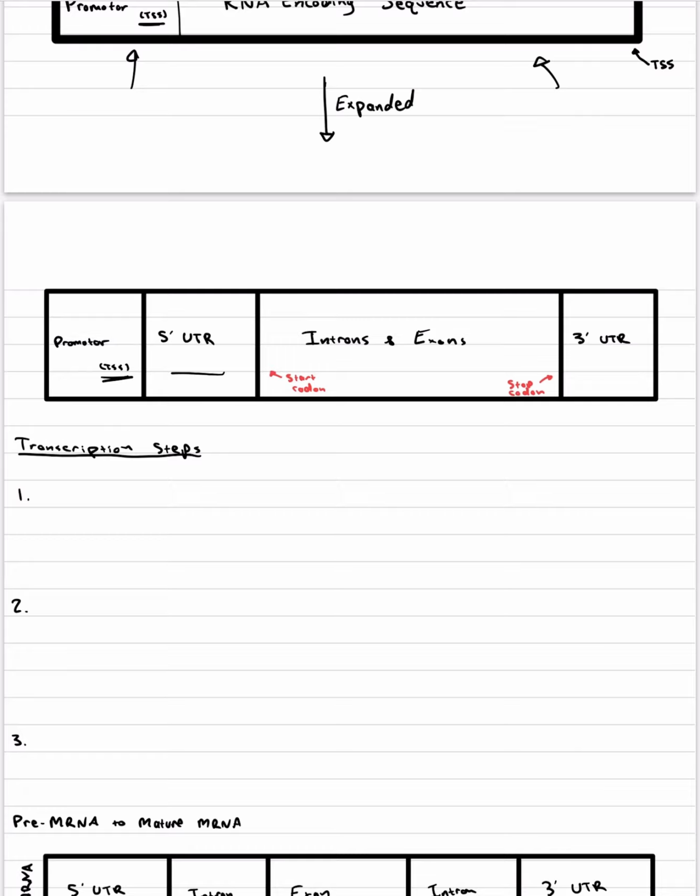Then we have the 5' untranslated region, and this is a region that does not code for the gene. However, it is transcribed because it allows for stability of the mRNA strand.